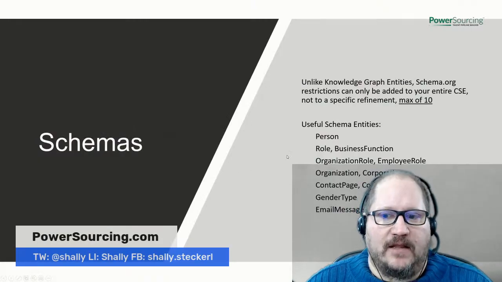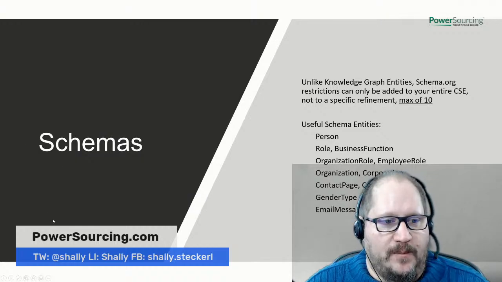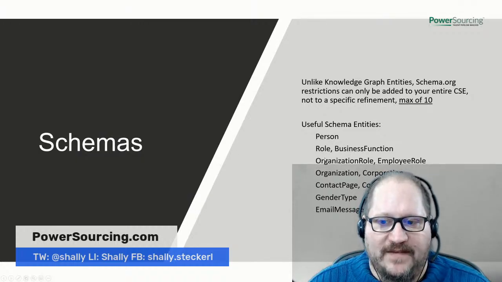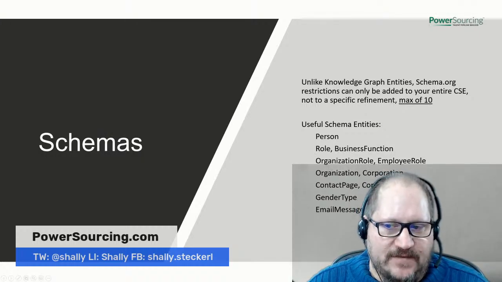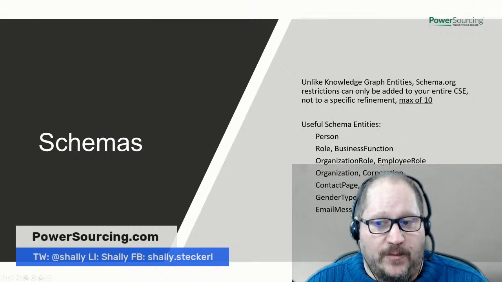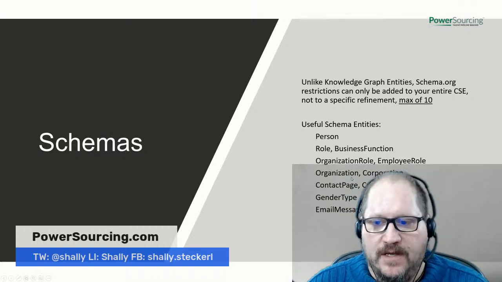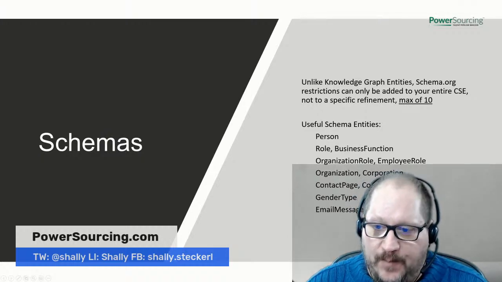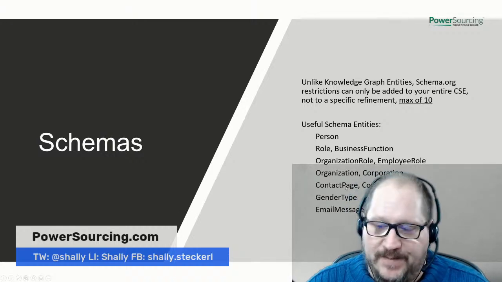And then here's a little list of the useful schemas that I found for you to prepare. So these are the ones that are in separate rows. There's person, role, and business function, which I found to be very similar. Organization role and employee role, similar to role and business function, but brought other results. So it didn't overlap. There was additional results. Then Organ Corp, similar. Contact page and contact point, similar. The difference being one is a person and the other one is a web page, basically.